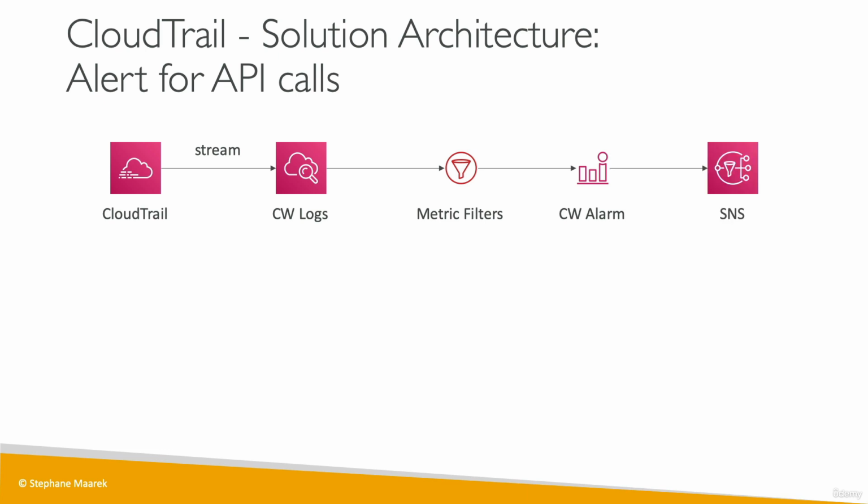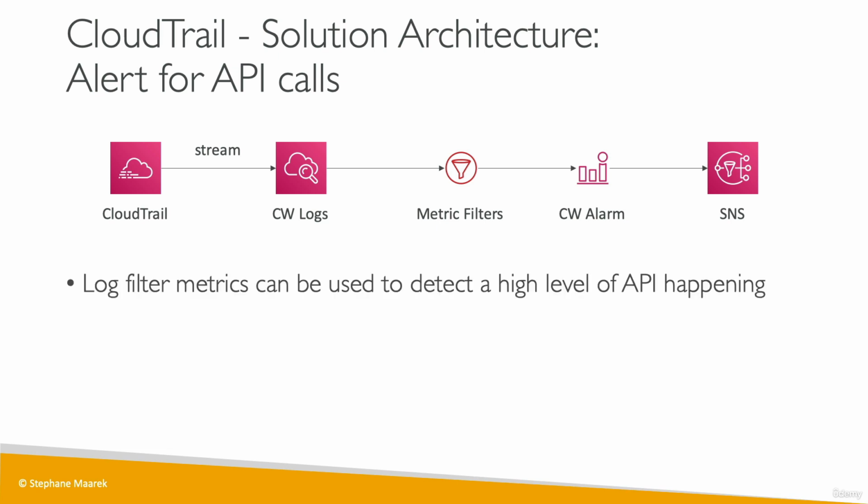In which case, the CloudWatch alarm can deliver to an SNS topic, and from that SNS topic, you could have a Lambda function, you could have an SQS queue, you could have multiple things. But this would be a way to create alerts for API calls.